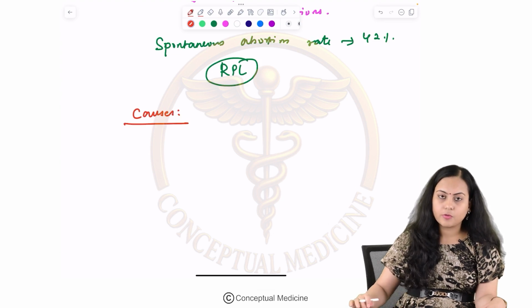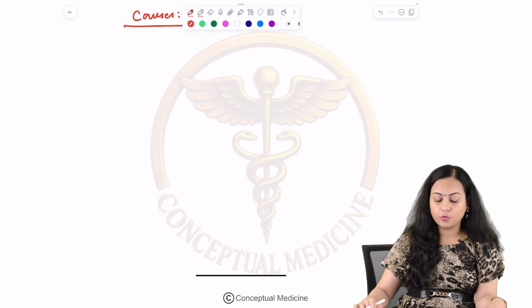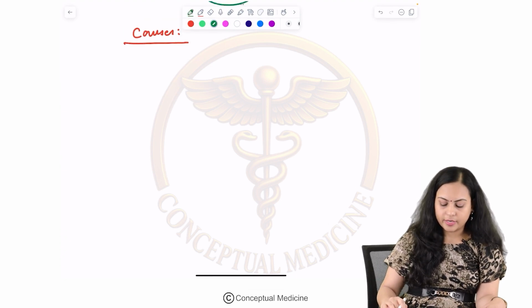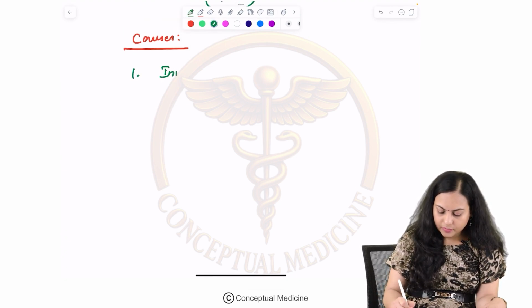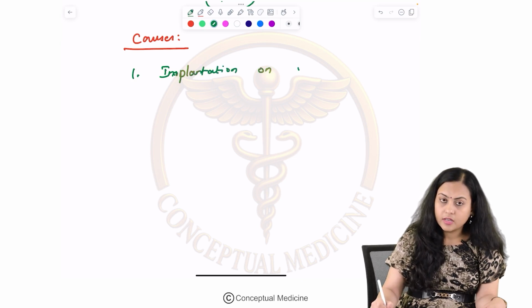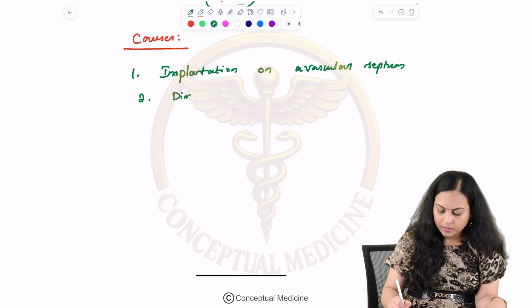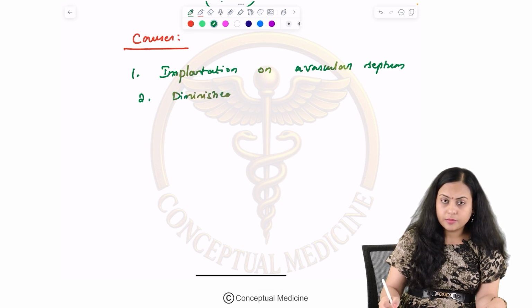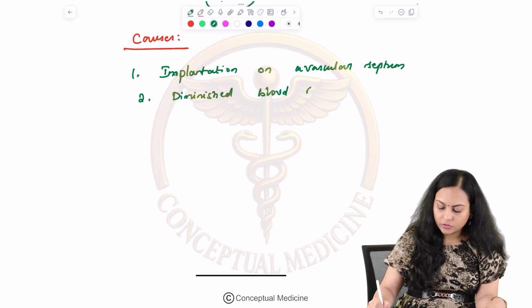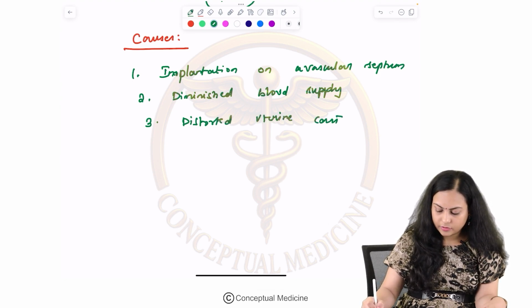Why are spontaneous abortion and recurrent pregnancy loss more common in this type of anomaly? One, there can be implantation on an avascular septum. The septum is going to be avascular. Then there is going to be diminished blood supply to the growing embryo, and there are also going to be distorted uterine cavities, right?